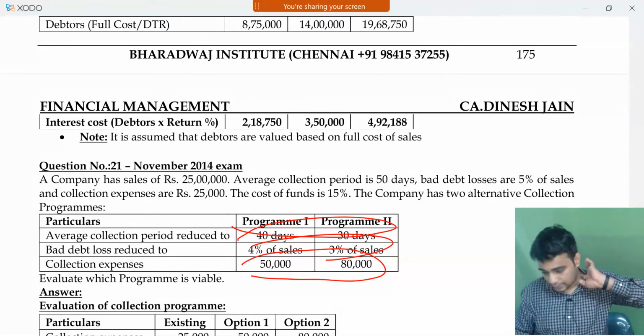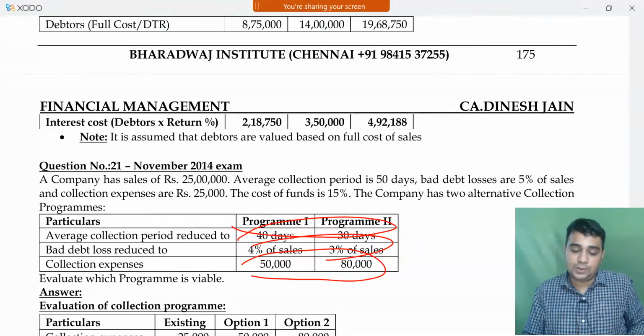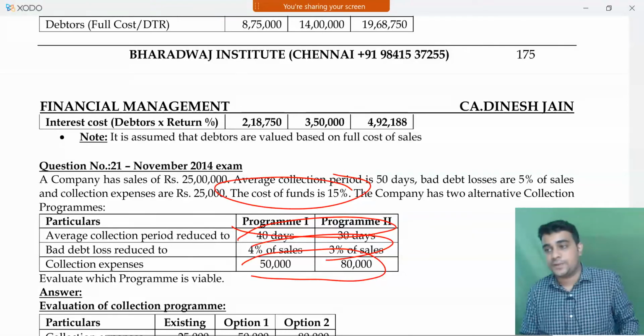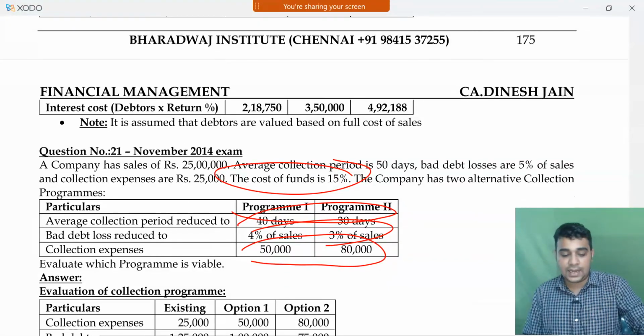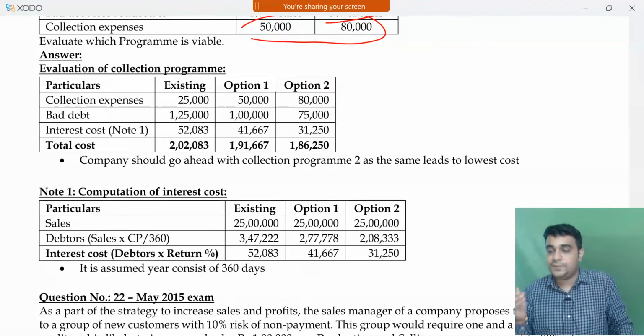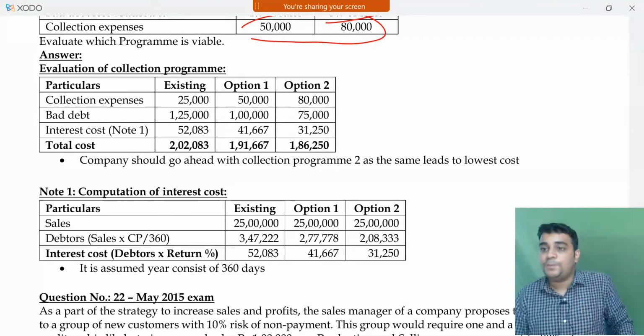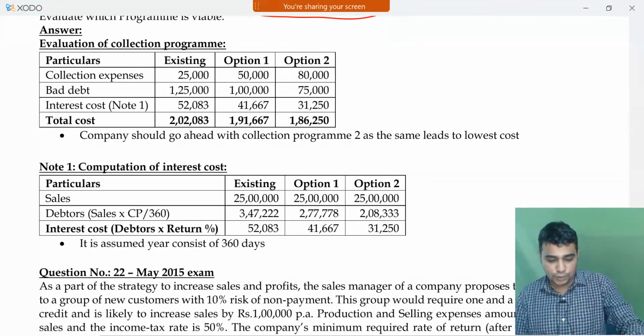Sometimes in an exam scenario, this happened in only one exam, they may forget to give this number, then you assume some cost of funds and proceed. Interest cost will be there in all questions, because if the collection data is given, you will have interest cost. But if that data is missing, please assume an interest cost and proceed ahead. Clear? Any doubts on this? Go through 22.